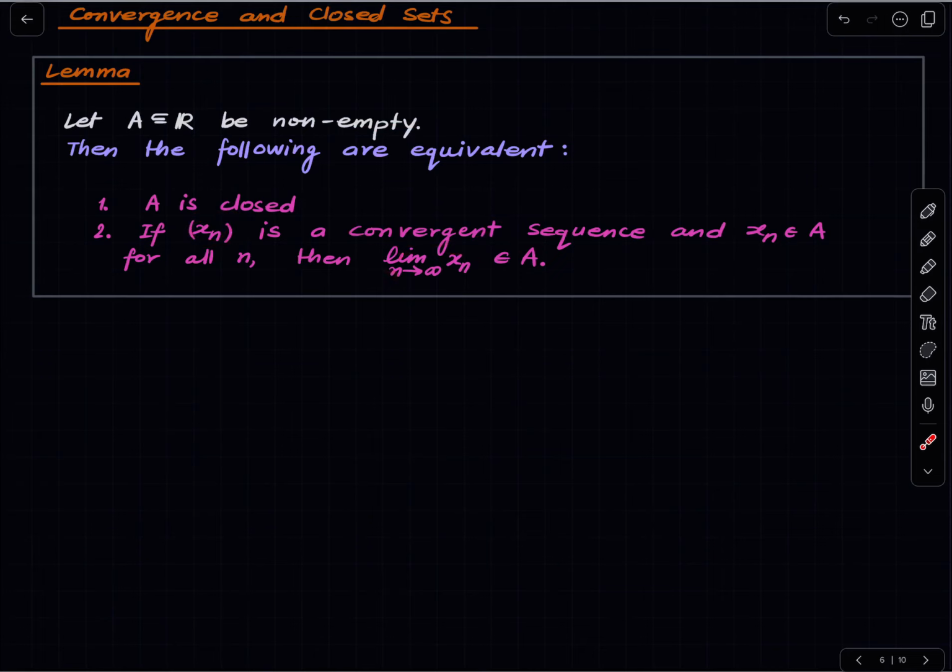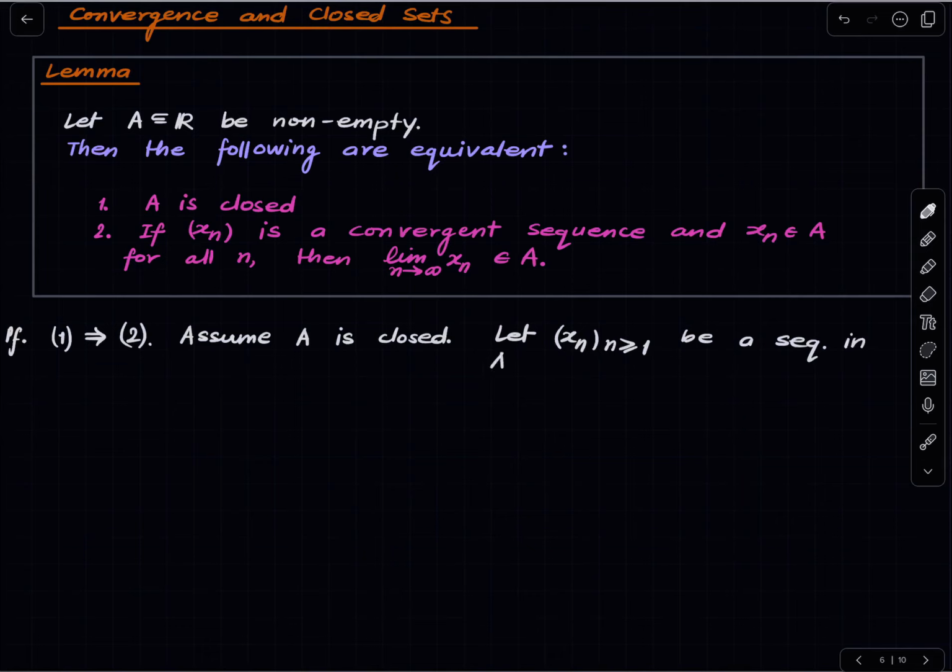It cannot go outside A. So a set with this property is exactly the same as a closed set. Okay, so let's try to prove this. So first, we will prove this direction. So assume A is closed, and let Xn be a sequence in A such that Xn is convergent. So let Xn be a convergent sequence in A is what I should write.